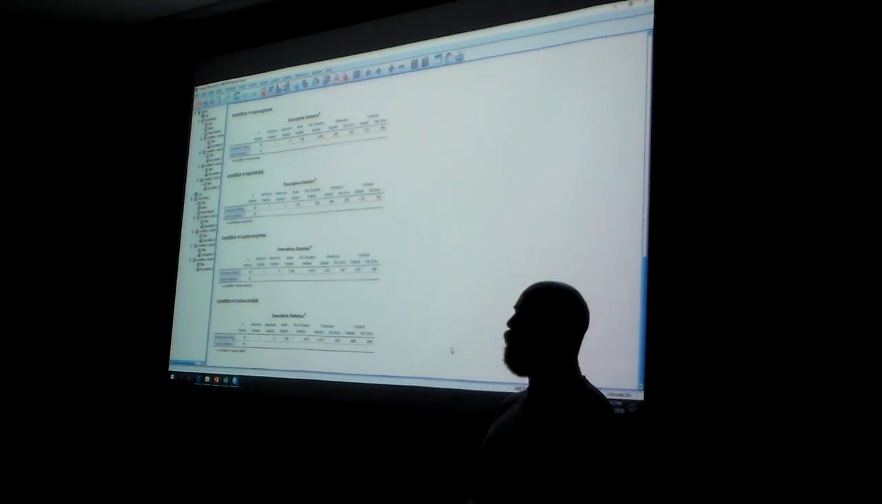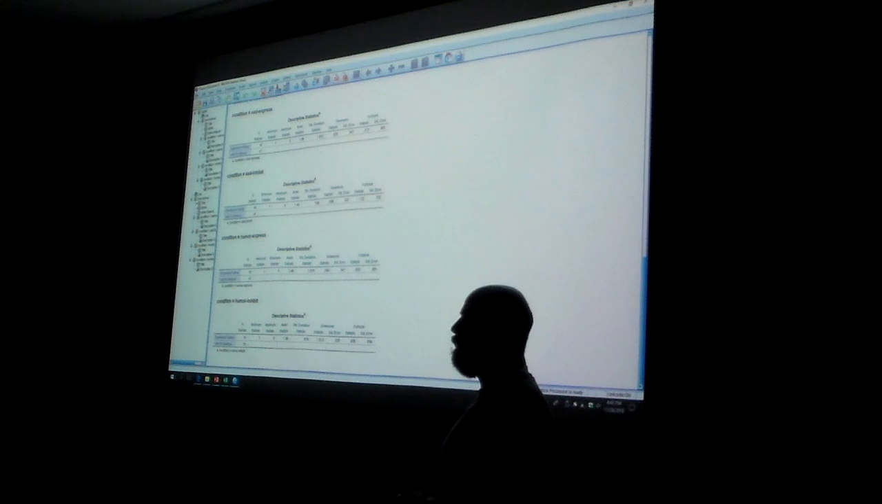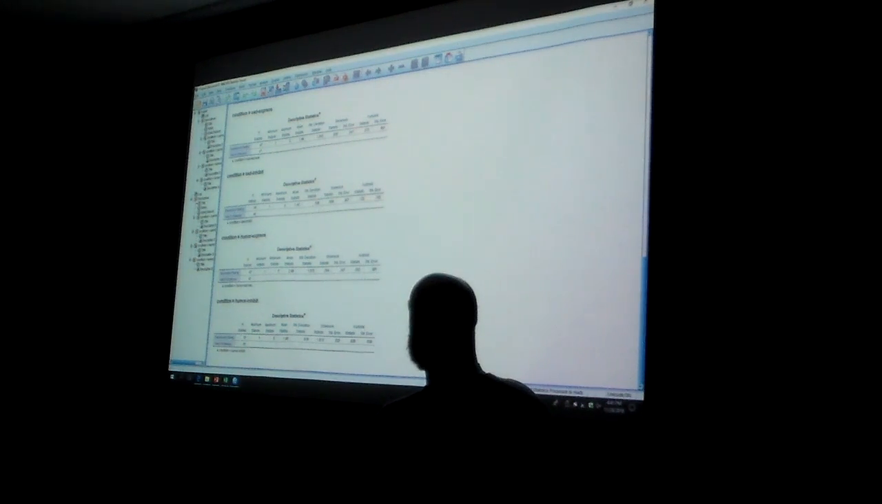But I always want to go through this, because it gives you information about whether or not I have a balanced design. If not, I have to start worrying about compounding difficulties. So cell sizes aren't identical, but they're similar. All my values are within range. Now I'm going to jump into skew and kurtosis values.